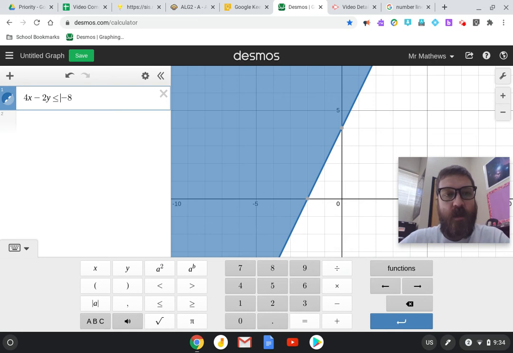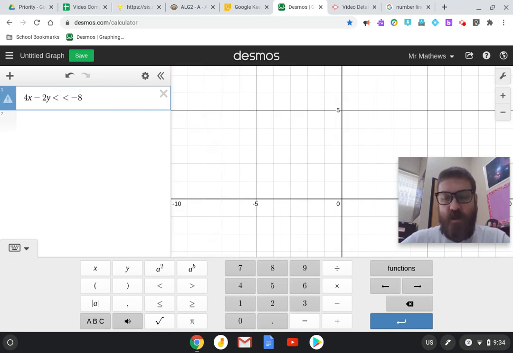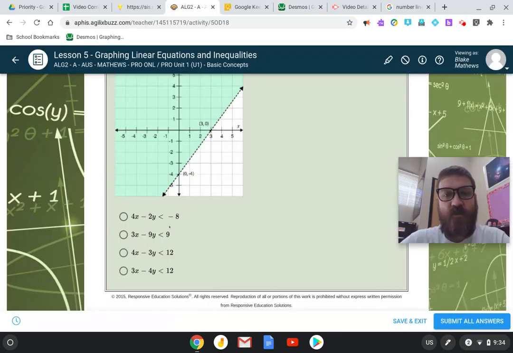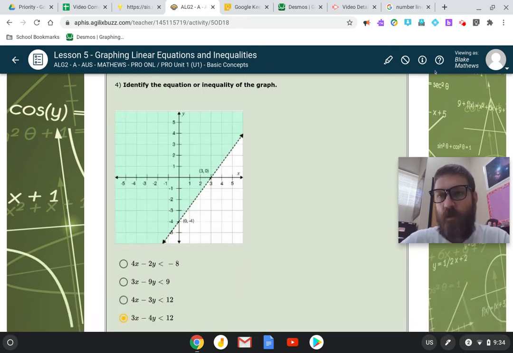So clearly, this is not the correct graph. What you need to do to finish is continue graphing these until you find the one that matches the graph you have in question number 4. And that is the end of lesson 5.